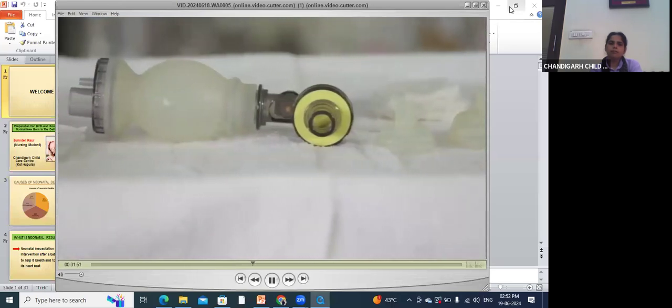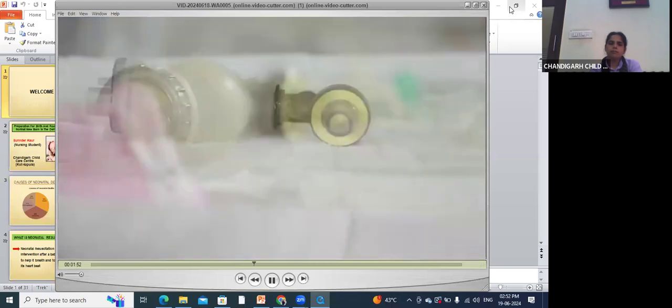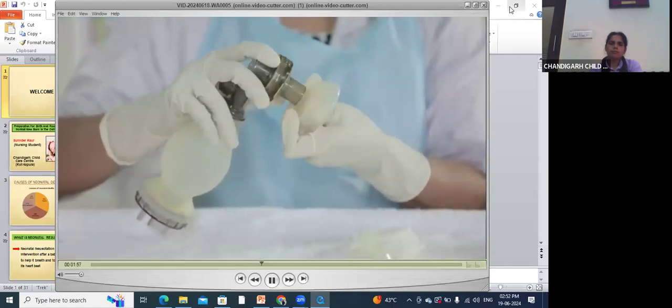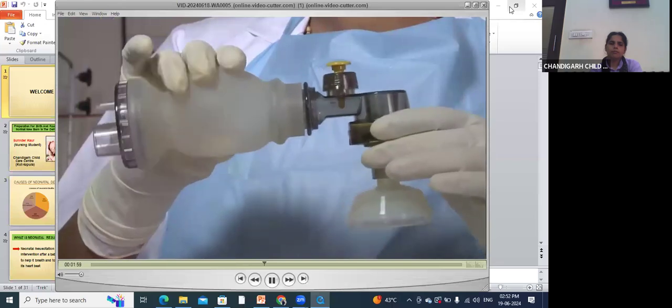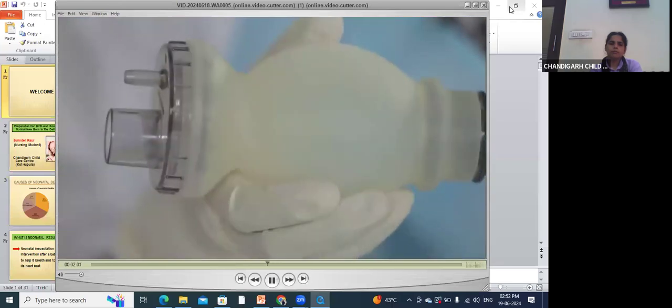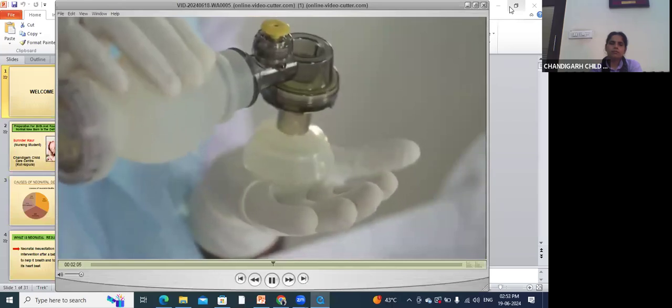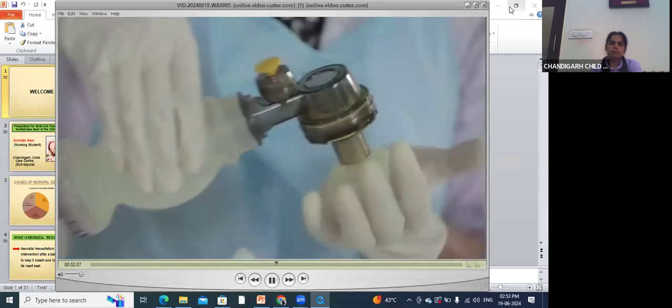Check functionality of the bag and mask in 3 steps. Fit the mask onto the bag. Check that the bag re-inflates quickly after squeezing. Deliver test breaths against the palm. Feel the pressure on the palm.